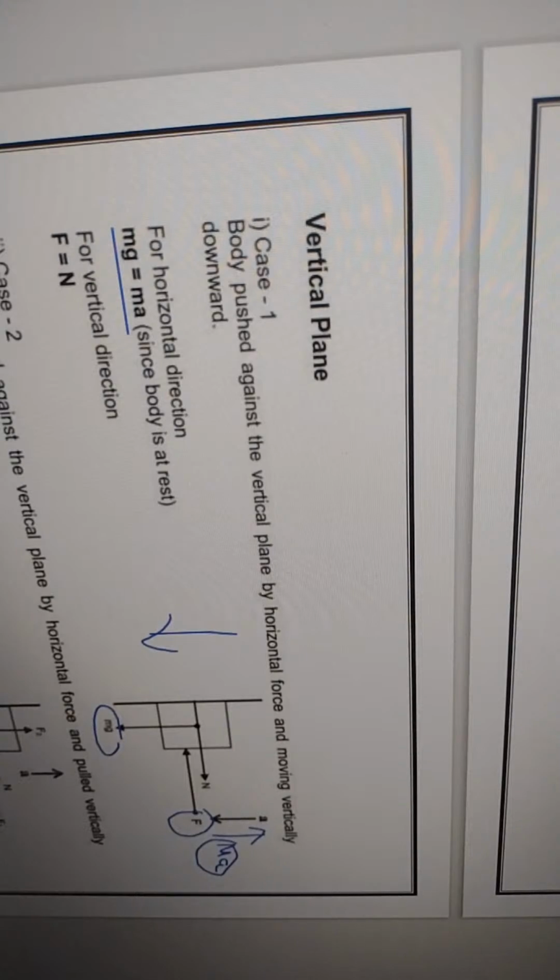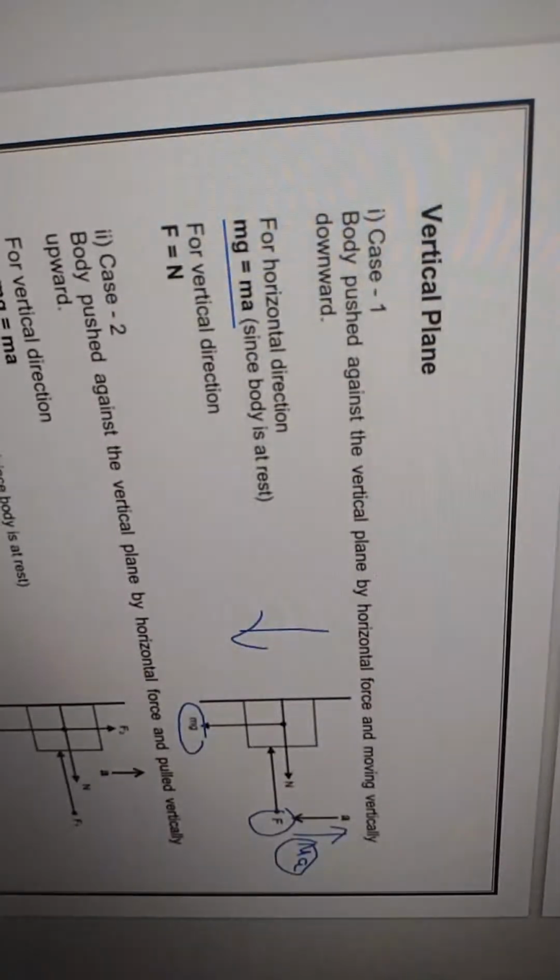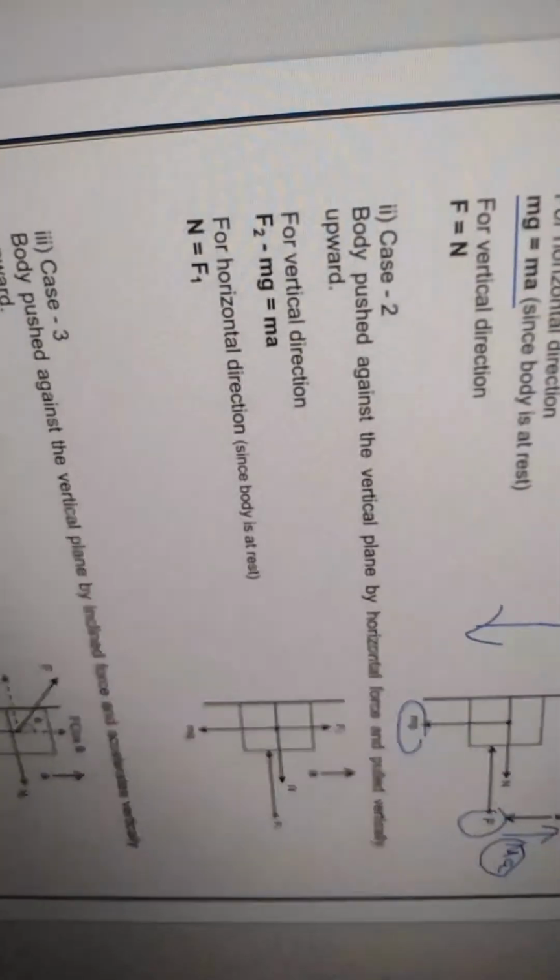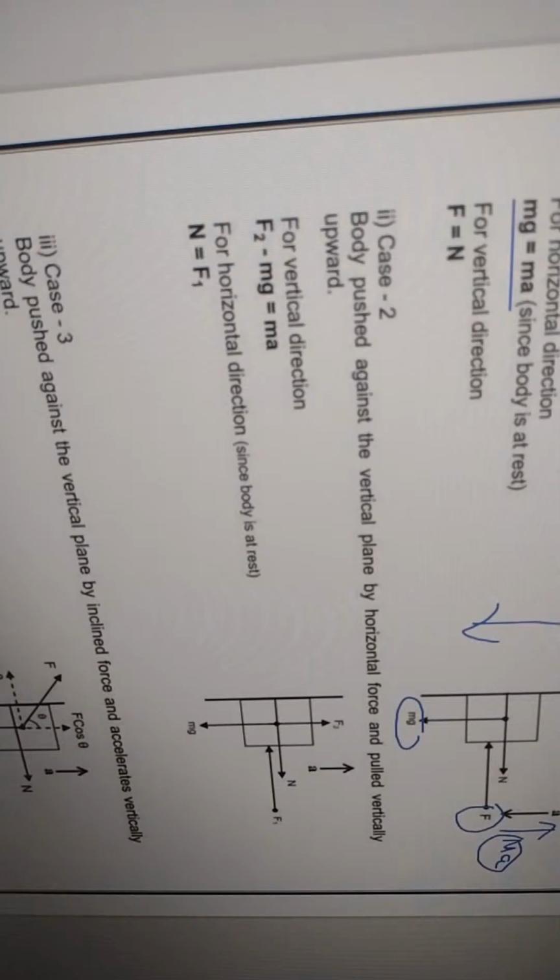Next is case number 2. The body is pushed against the vertical plane by the horizontal force and pulled vertically upward. So now the body is pulled upwards, so the mass into acceleration, ma, will be in the opposite direction, and there is mg. There are two forces applied here.